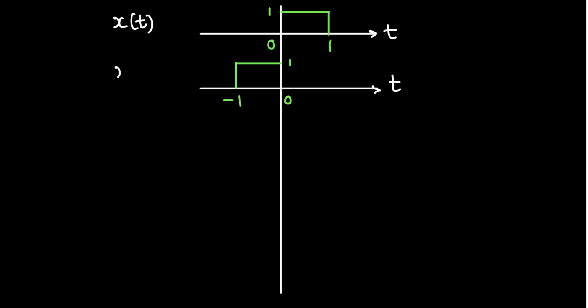What is this? This is x of minus t. Now if we need to build the even component, it is simply adding x of t and x of minus t and further scaling it by a factor of half. So if we add both of these signals and scale it by a factor of half, the resultant signal will look something like this.